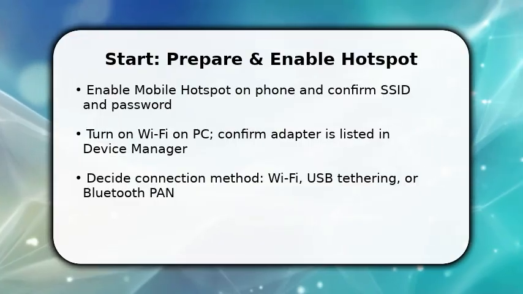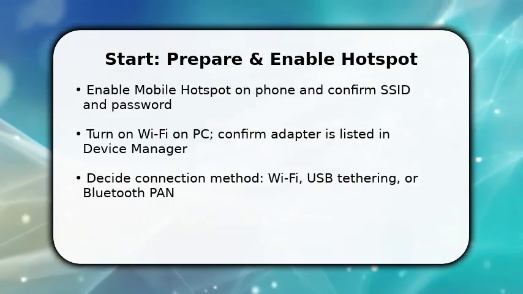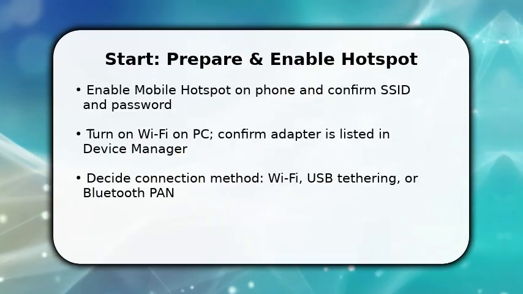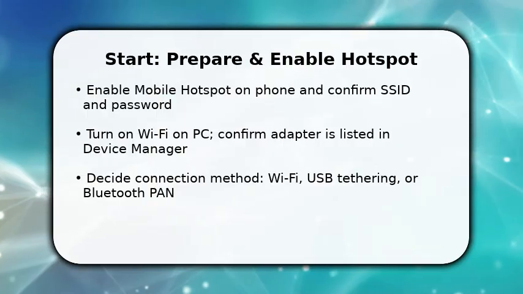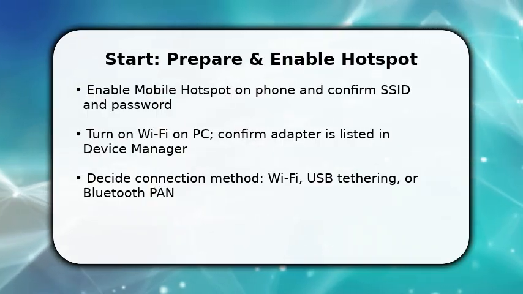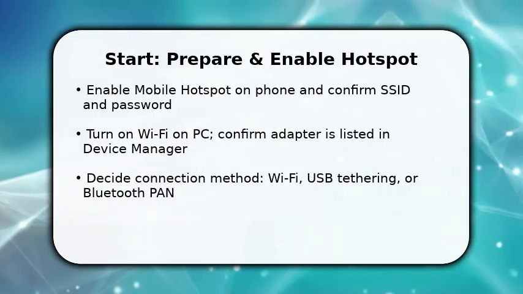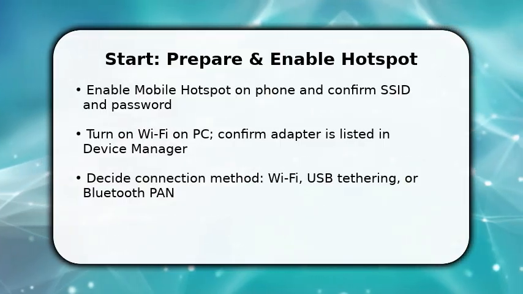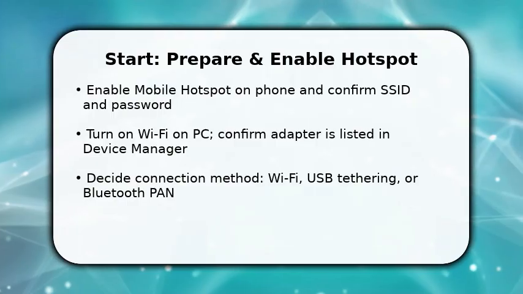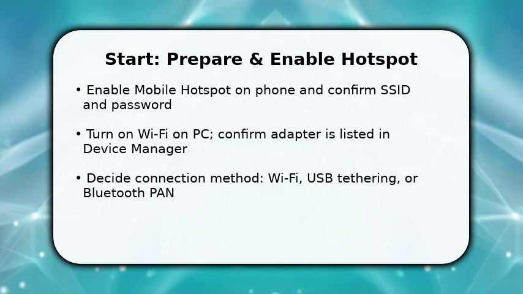You'll begin by enabling the phone's mobile hotspot and noting the SSID and password. This is essential. Next, on the PC, make sure the Wi-Fi adapter is enabled in Device Manager so the machine can see networks. If you prefer USB or Bluetooth, connect the cable or pair the devices now. Once done, select the hotspot SSID from the PC Wi-Fi list and attempt to join using the password. This quick start gets you into the troubleshooting flow.